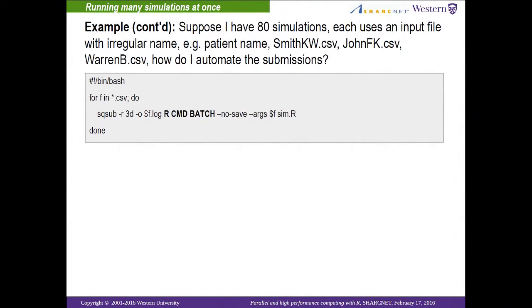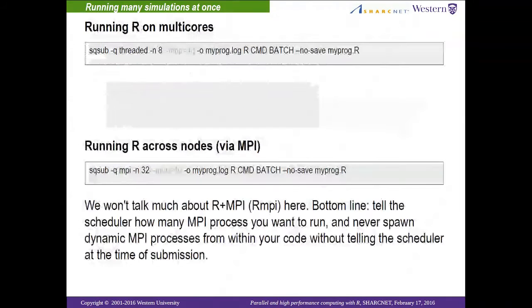Now, suppose I have input files with irregular names, for instance, patient names. In this shell script, I use a slightly different format. I loop over all the files with the extension CSV. Suppose that my input files are all in the CSV format. Then I can loop over all those CSV files and submit my R simulations at once. So this is how I run R simulations on SHARCNet.